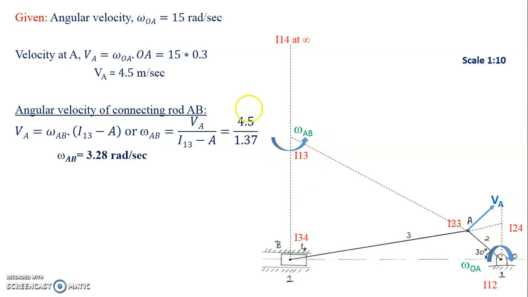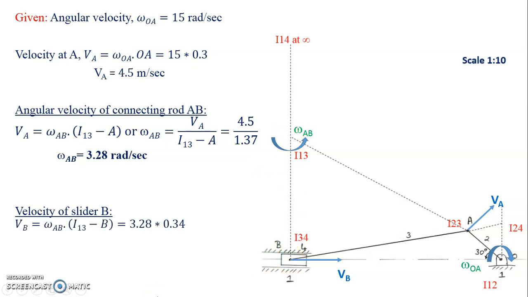So omega AB is 3.28 radian per second. Once I know that omega AB, now I can calculate the velocity at point B. That is what I required. Velocity at point B is nothing but omega AB into distance of I13 to point B. So again measure the length from I here to here.